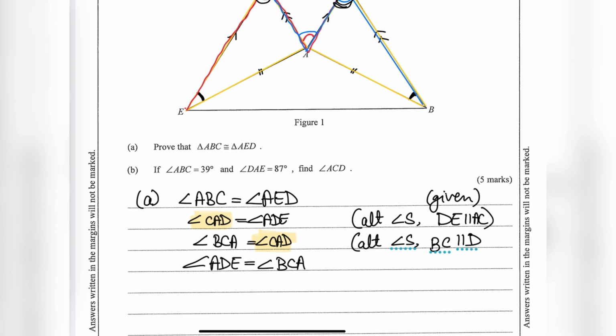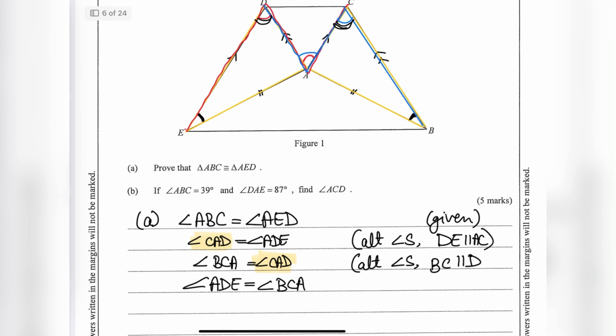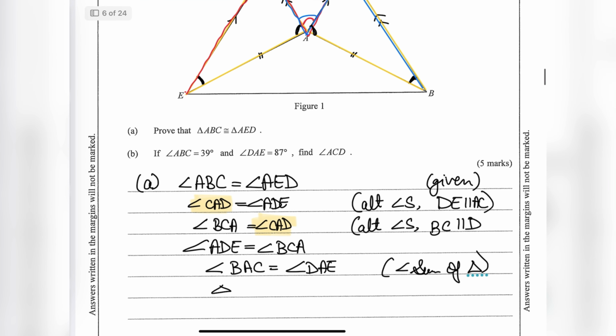Now, the third angle is the only one left from these two triangles, this one and this one, which will also be equal: angle BAC equals angle DAE, right? The angle sum of a triangle. So we proved here that triangle ABC is congruent to triangle AED.